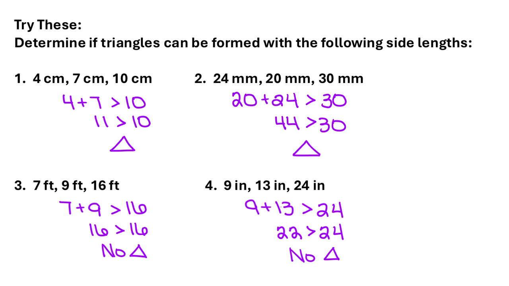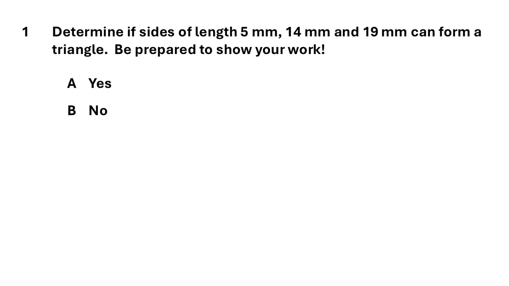This is what we're testing. Take the 2 smallest, add them together, see if they're bigger than the third. You do this one. I want to know if the side lengths of 5 millimeters, 14 millimeters, and 19 millimeters can form a triangle. And you have to be prepared to explain it.